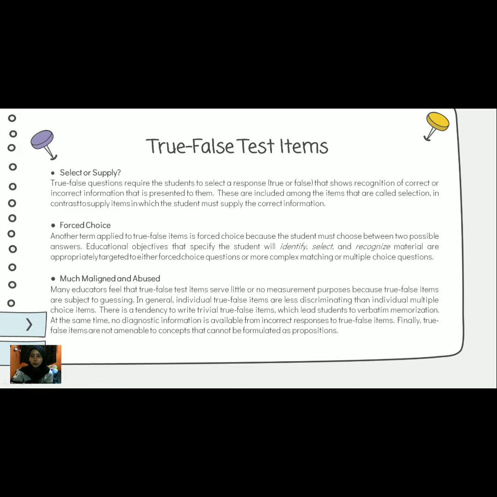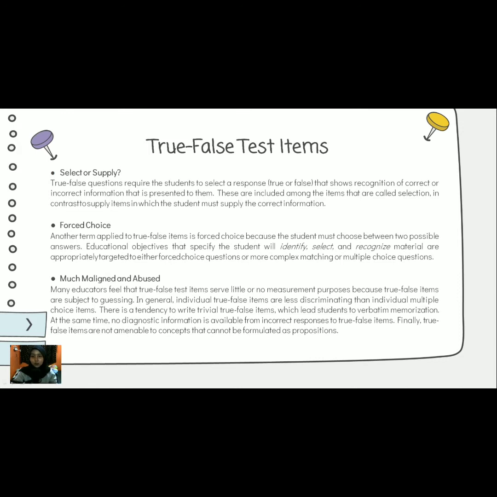Much maligned and abused. Many educators feel that true-false test items serve little or no measurement purpose because they are subject to guessing. In general, individual true-false items are less discriminating than individual multiple-choice items. There is a tendency to write trivial true-false items, which leads students to verbatim memorization. At the same time, no diagnostic information is available from incorrect responses to true-false items. Finally, true-false items are not amenable to concepts that cannot be formulated as propositions.